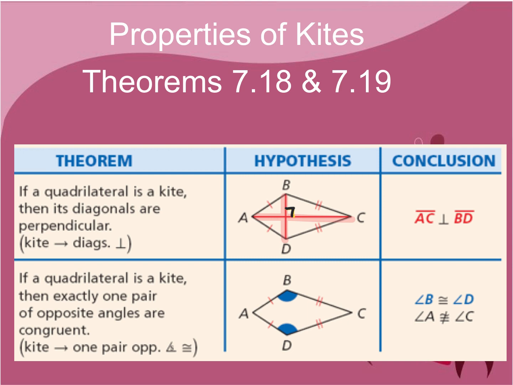And also, if a quadrilateral is a kite, then exactly 1 pair of opposite angles are congruent. So these 2 angles are opposites of each other, they will be congruent. Now, it's always going to be angle B and angle C, the ones in between the short and the long side, but it's not going to be angle A or angle C. Keyword right here is exactly 1.